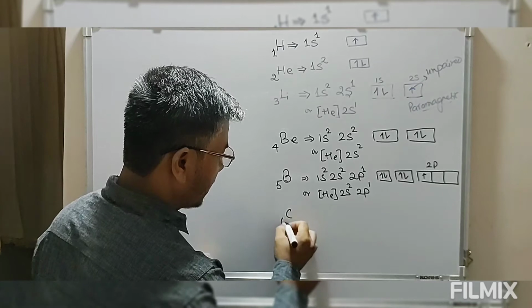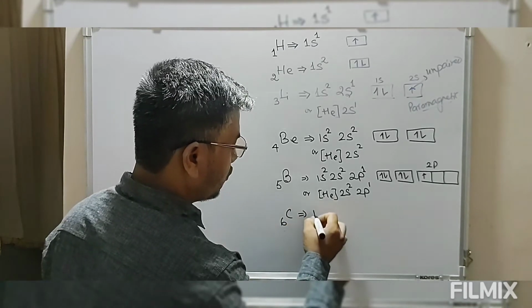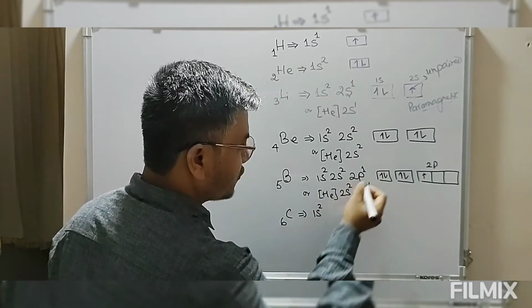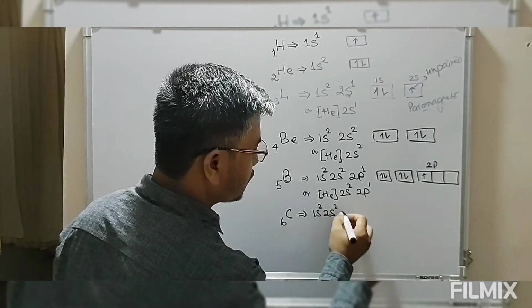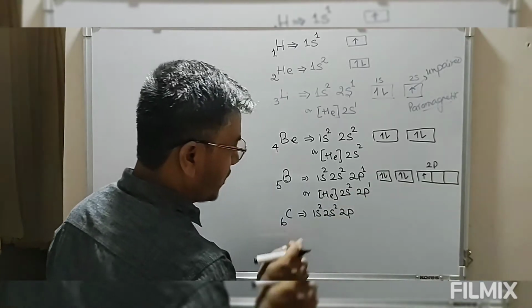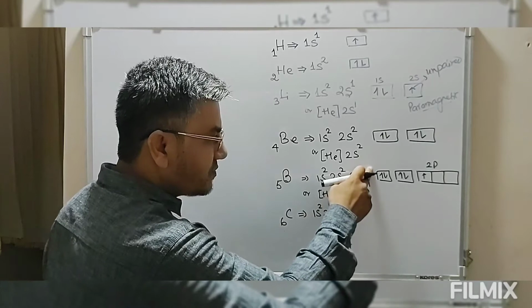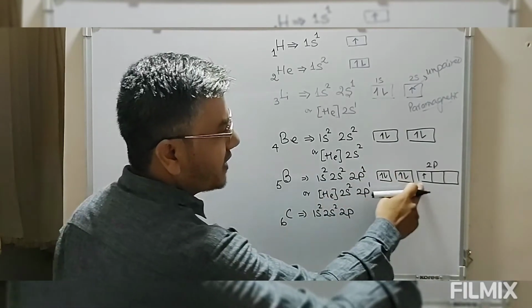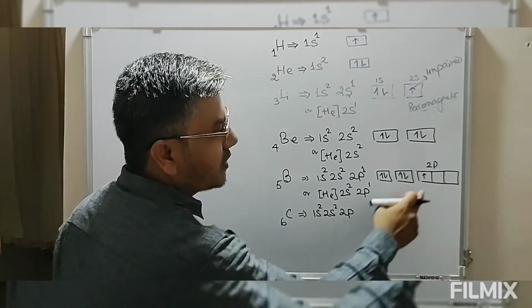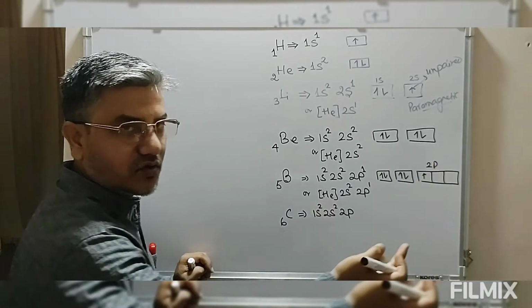Then we have atom number 6, carbon. So 1s2, 2s2, and the 5th electron is placed in 2p. Now p has got 3 orbitals, so 3 orbitals means a total of 6 electrons can be placed.